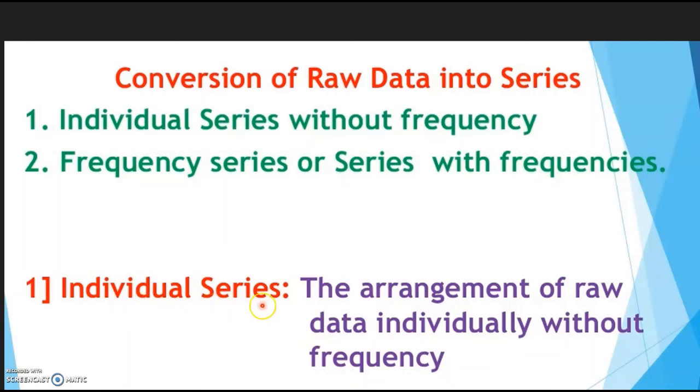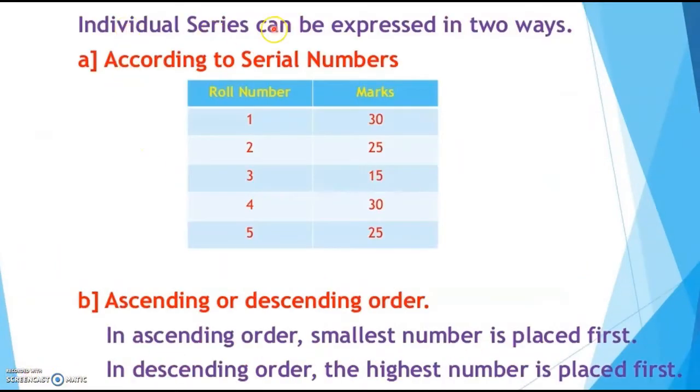What do you mean by individual series? The arrangement of raw data individually without any frequencies. So this individual series can be expressed in two ways. First one according to serial numbers. So first we write all the serial numbers, then the marks of the students. Then next one ascending or descending order. In ascending order, smallest number is placed first, and in descending order, the highest number is placed first. So children, this individual series can be expressed in two ways. Which are they? According to serial numbers and according to the ascending or descending order.